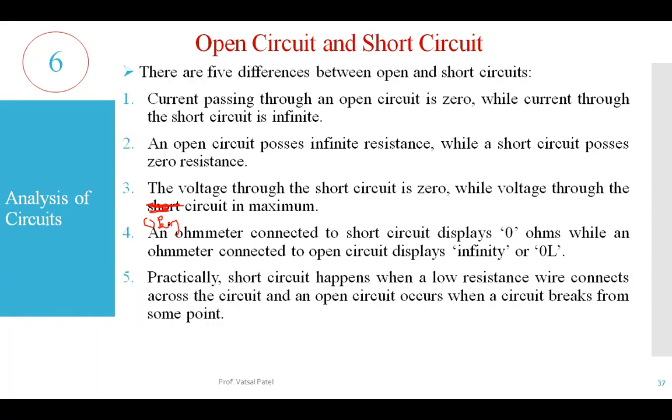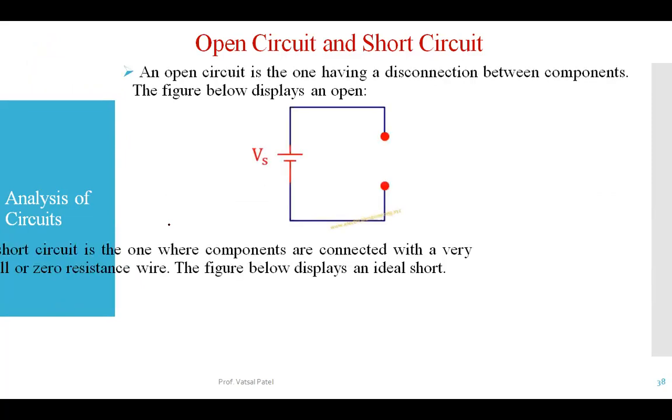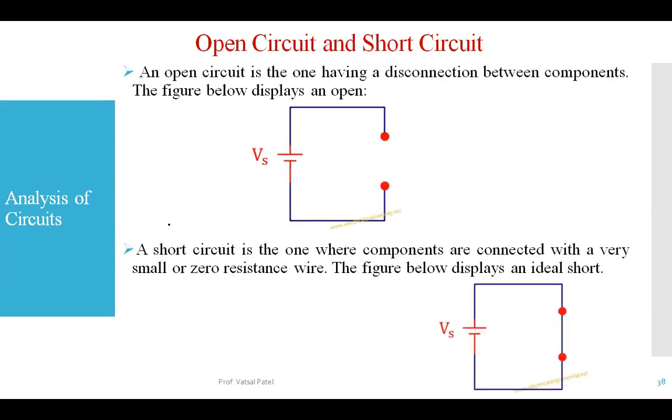Then the fifth parameter: practically, short circuit happens when a low resistance wire is connected across the circuit, and open circuit occurs when the circuit is broken at some point. You can see the diagram here. One is the open circuit diagram, in which there are 2 points with no link given. That means this circuit is the open circuited case.